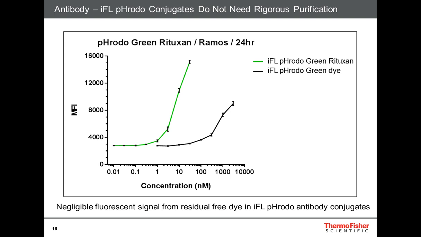If we treat these same cells with the IFL pHrodo green dye alone, we actually don't see a signal until much more free dye is added. And so the conclusion here is that free dye that's remaining in your antibody conjugate will not significantly affect the internalization signal as reported in your experiment. So this adds some flexibility or convenience where you may not need to clean up your conjugate as rigorously if you're concerned about compromising yield of your conjugate.